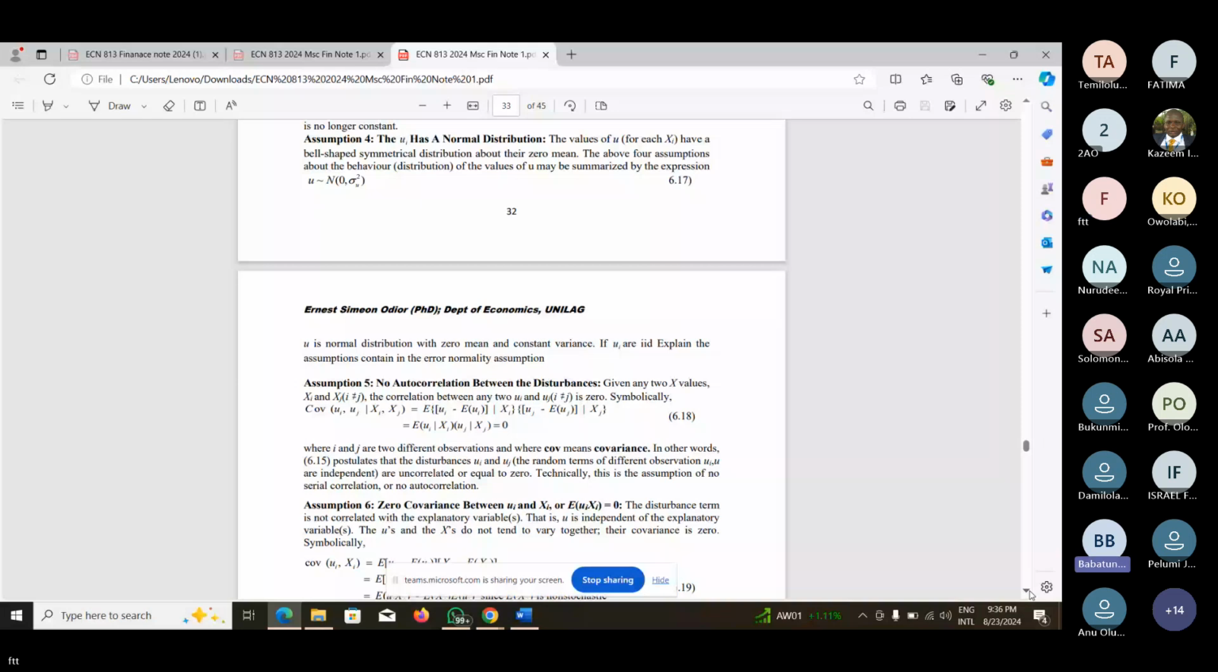Exactly. Yes. So the second one says variance of the error term given the value of x1 is equal to sigma squared i. Right. Thank you.